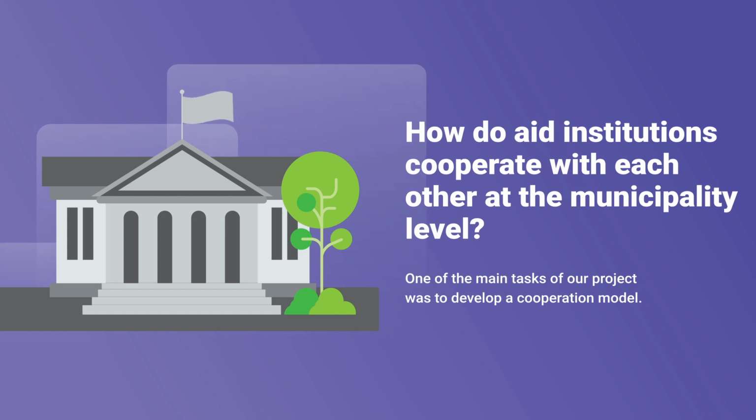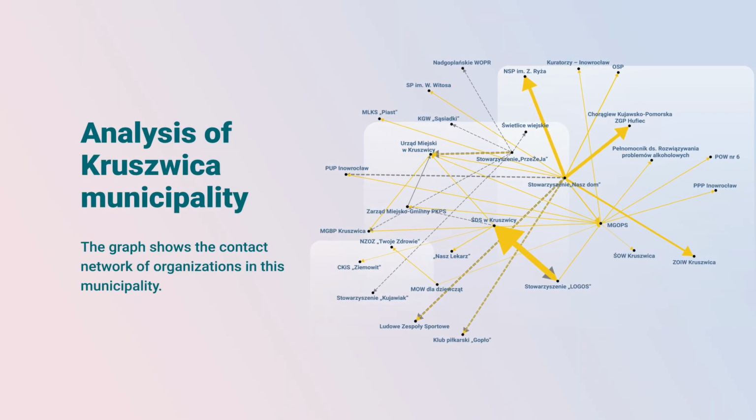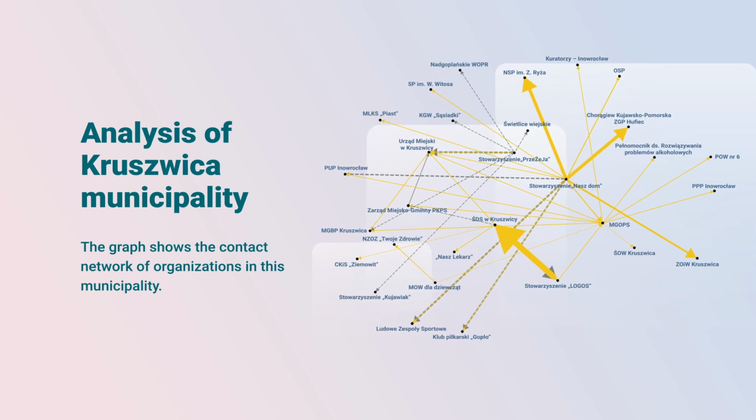One of the main tasks of our project was to develop a cooperation model. Therefore, it was important to examine what the cooperation of aid institutions looks like. Using the method of social network analysis, we checked the strength of interorganizational relationships, whether contacts were more formal or informal, and what problems of families and children were related to these contacts. It was also important to identify the central institution for a given municipality and the clusters of institutions intensively cooperating with each other. The survey was conducted with representatives of institutions working with families in 12 municipalities in Poland.